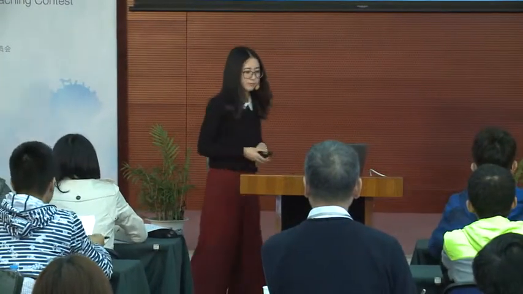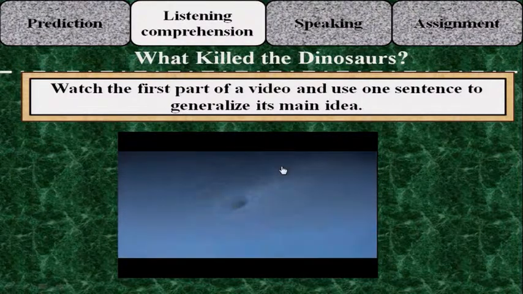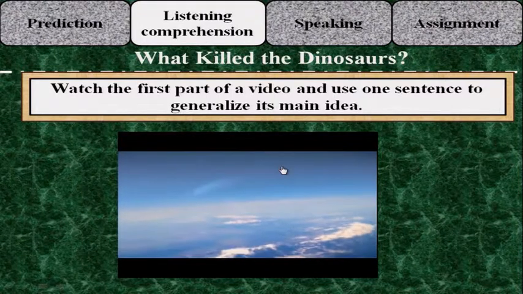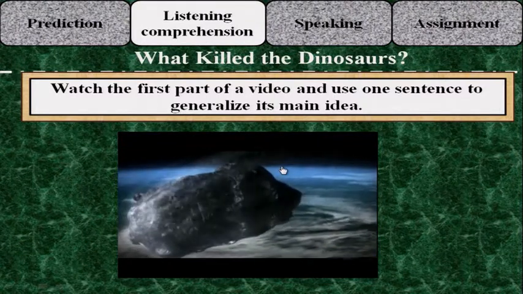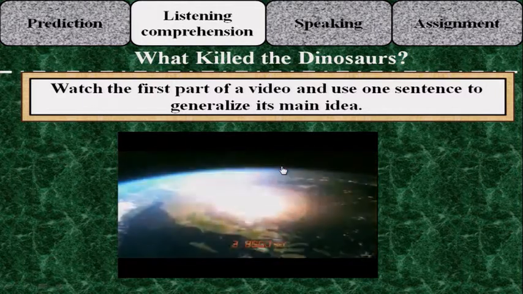A giant asteroid, 15 kilometers wide, is moving toward Earth very fast. Over 65 million years ago, this asteroid crashed into the Earth.